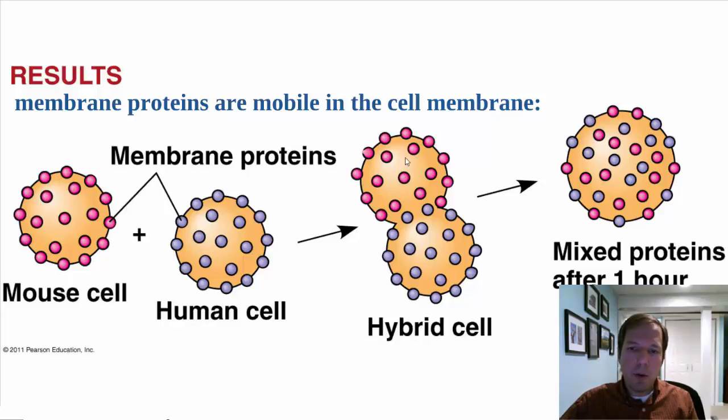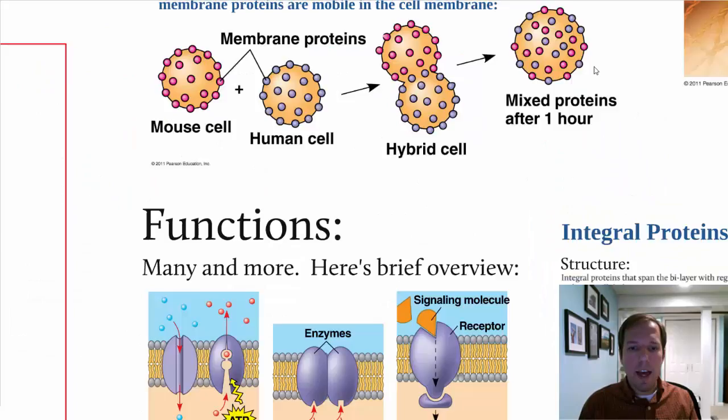You would see the mouse protein staying on one part and the human protein staying on the other part. But after an appropriate amount of time, those proteins would have mixed with each other, and we would see an even distribution of both of those proteins across the surface of the cell. So this supports the idea of a fluid mosaic model, because of the observation that those proteins move freely amongst each other along the whole surface of that cell membrane.